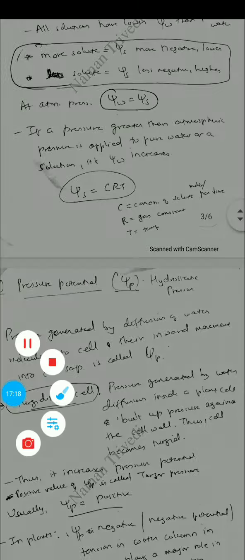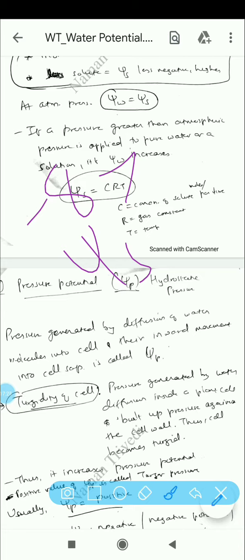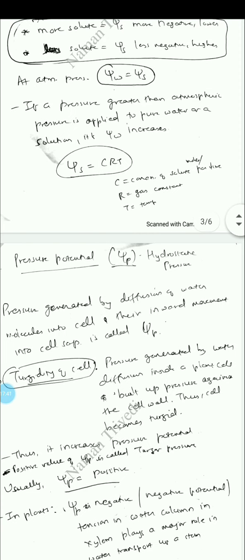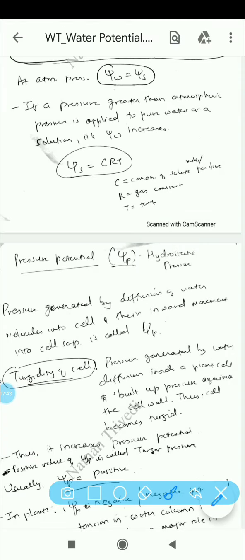Remember that. So -8 will have more solute effect in comparison to -4 psi s, because it is more negative, and the -4 one is less negative. Remember that. If you have any doubts, you can put them in the comments or drop me a message to understand it.